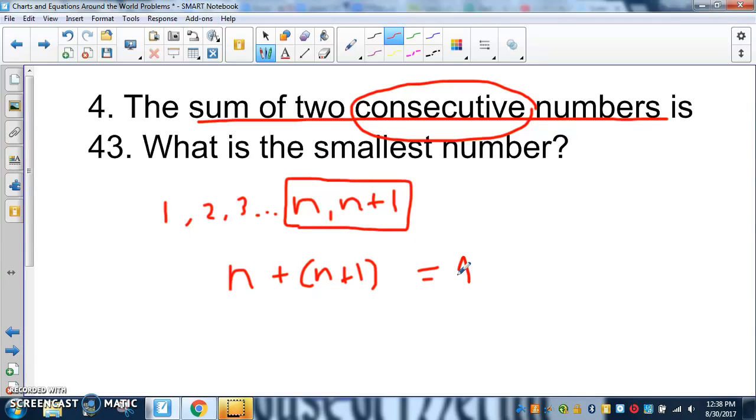You might have more in your problem, but again, if the next number is 1 more than this, then what's 1 more than n plus 1? What's 1 more than that? You just need to add that amount right there. You should have your equation.